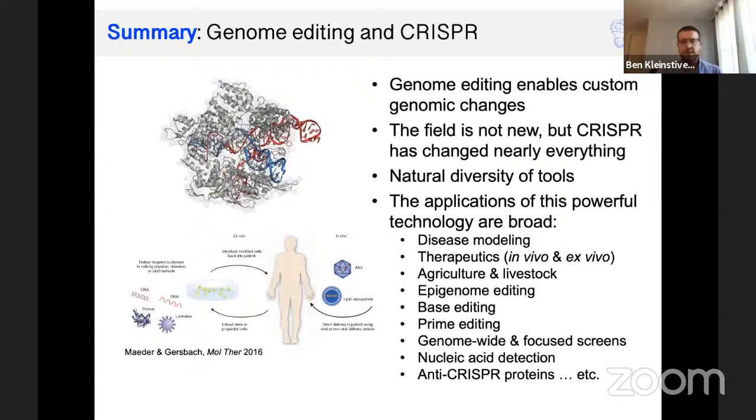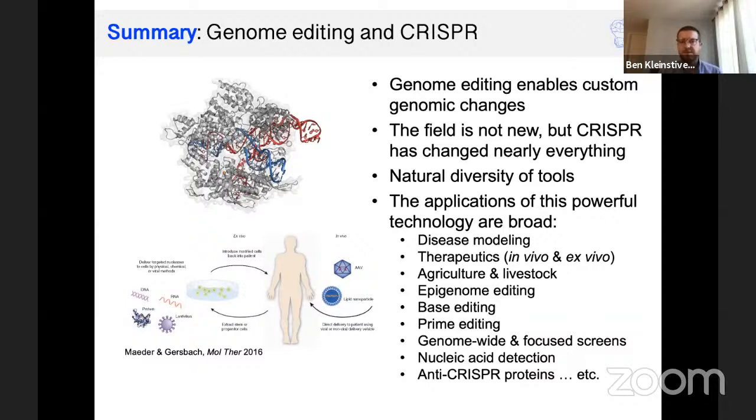So to close the summary of genome engineering technologies, just a few points to make. These technologies are very powerful. They allow us to make precise, permanent changes to the genome. This field did exist before CRISPR, but really the adaptation of CRISPR for genome engineering has changed the scope and scale at which these experiments can be performed, because it's, again, as simple now as reprogramming a guide RNA to target new sites in the cell.